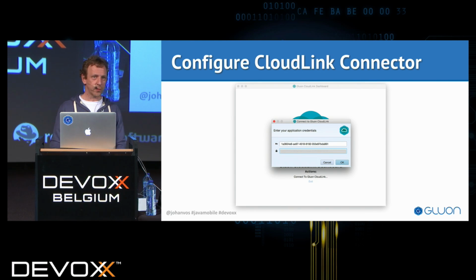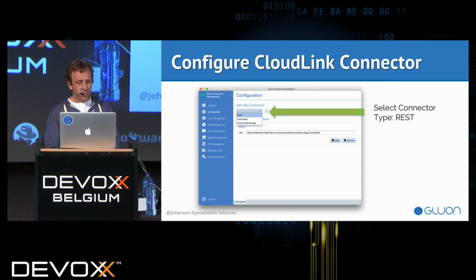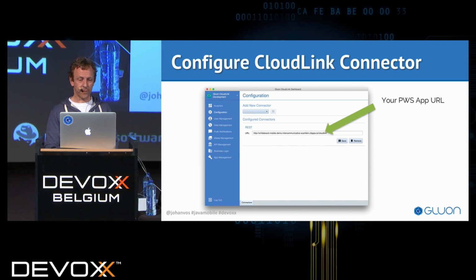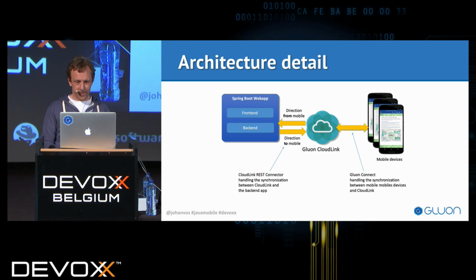So you have to type over the password that's extremely hard to read, and you configure a REST connector for this, because we want to trigger our backend application if we have new data. Configuring the REST connector is done by supplying a URL. So please remember the whole URL there, or just the end /CloudLink. And that will make sure that this part is working. Then if there's new data from the mobile to the CloudLink, the data is then sent to the web app.